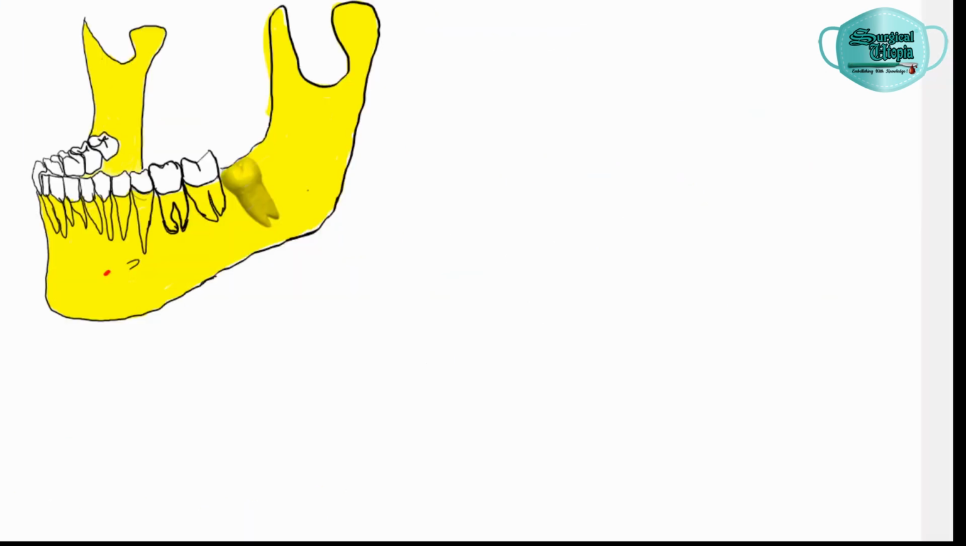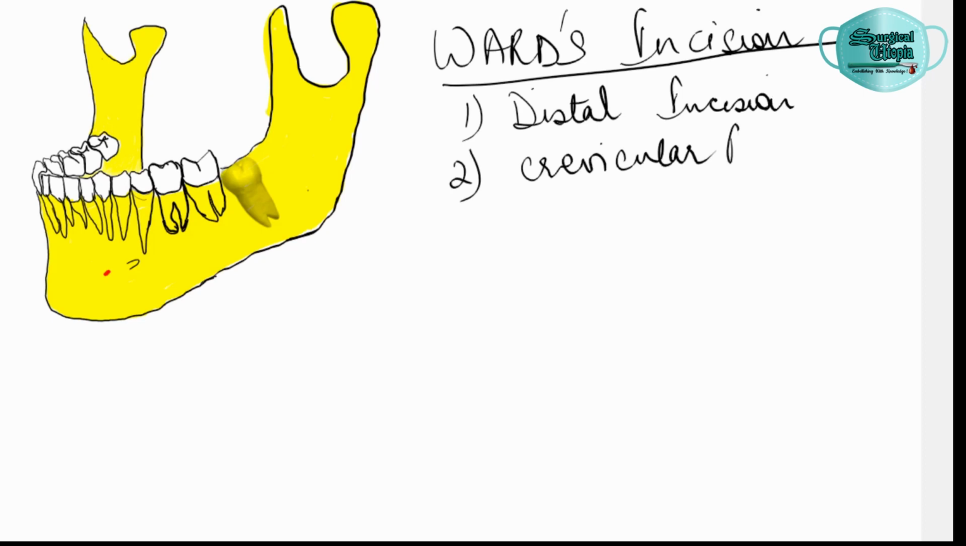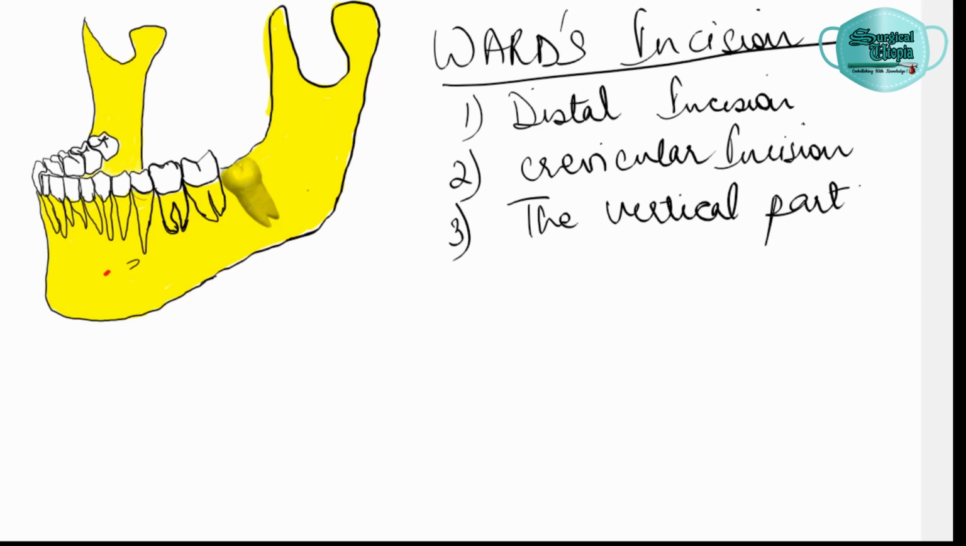Our next incision is the famous Ward's incision. This incision has three parts. The first one is the distal incision. The second one is the clavicular incision. These two parts of the incision are similar to those of the envelope incision, and a third component in this incision is called the vertical part. The distal incision will begin from the distal part of the second molar. It will turn buccally and in an outward fashion. So this is our distal incision over here.